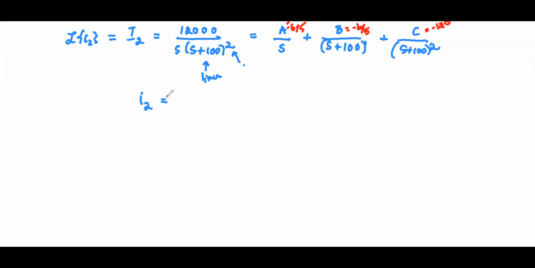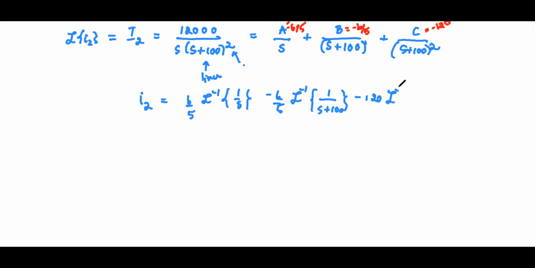So then the current I2 is, put the coefficient 6 over 5, the inverse Laplace of 1 over s, negative 6 over 5, the inverse Laplace of 1 over s plus 100, and minus 120, the inverse Laplace of 1 over the quantity s plus 100 squared.